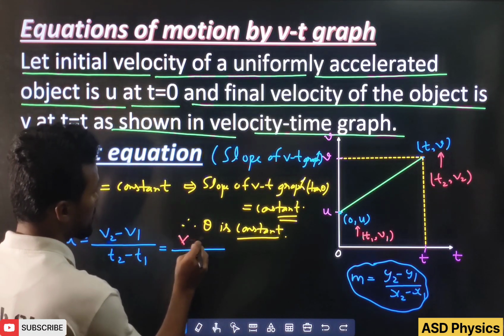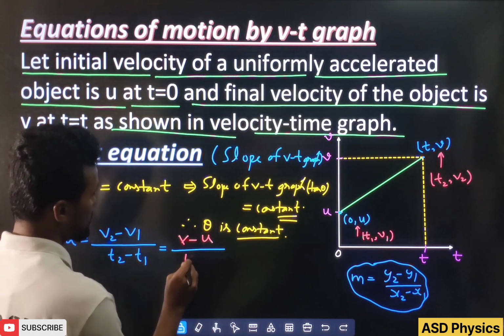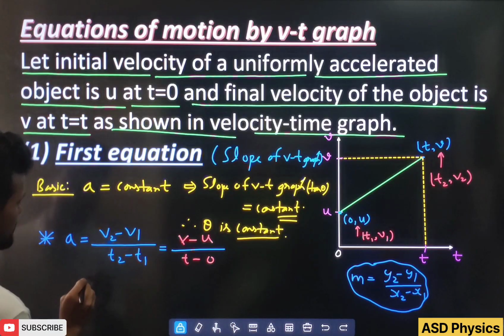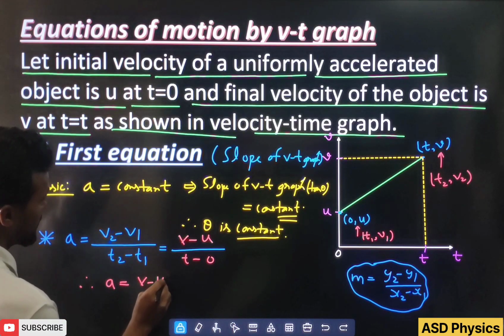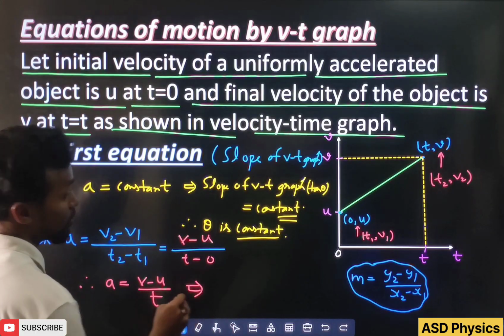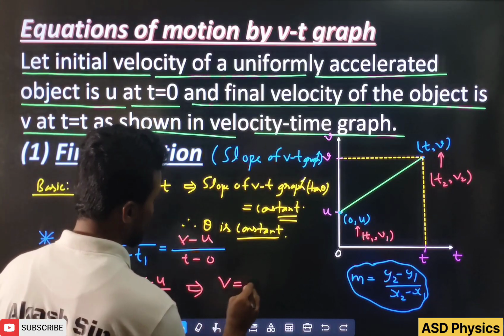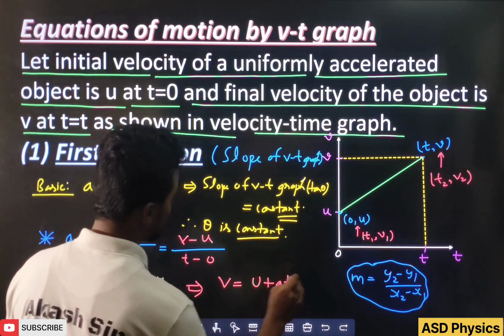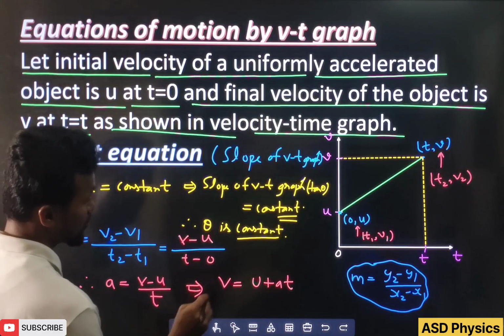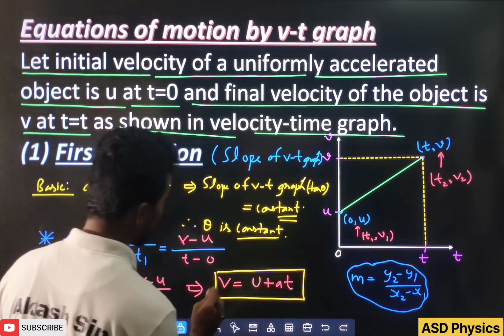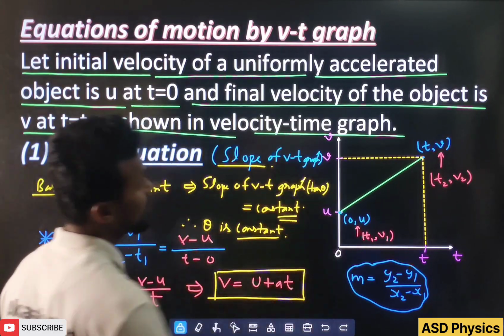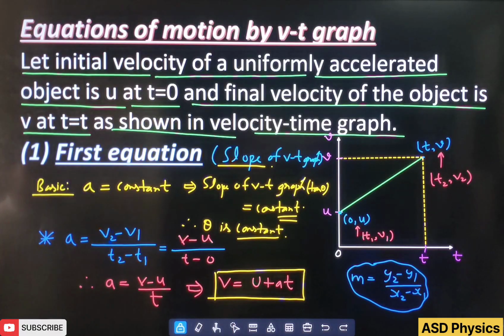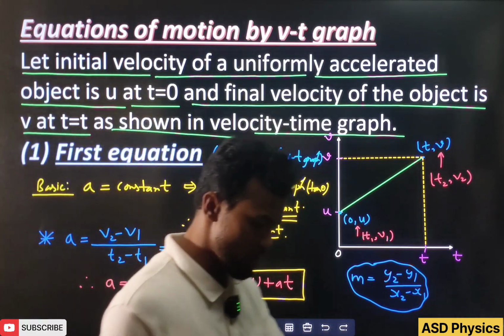Just put the values. v2 minus v1 means v minus u, and t2 minus t1 means t minus 0. When you simplify this, it comes a equal to v minus u by t, or we can write v equal to u plus at. So whenever we prove the first equation of motion by the velocity time graph, we have to see the slope. The slope of the velocity time graph is used to prove the first equation of motion.